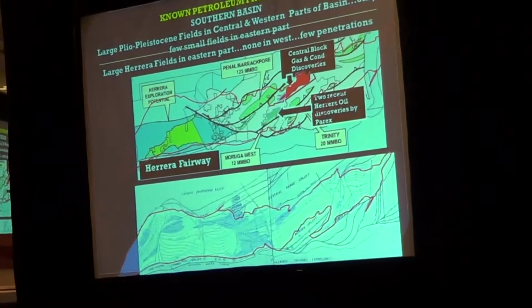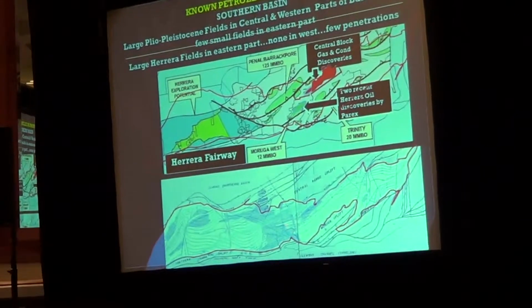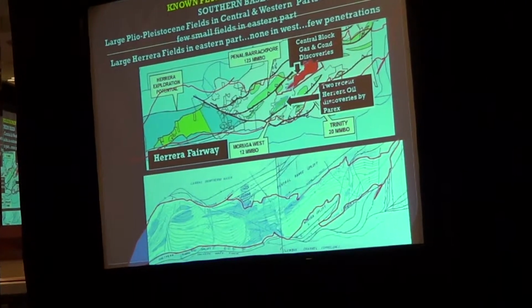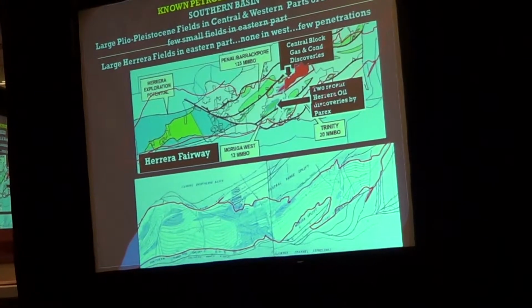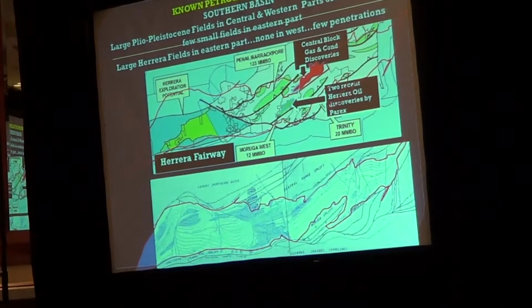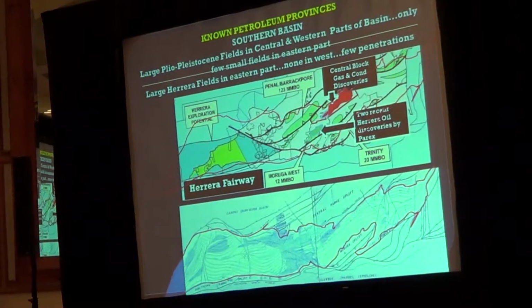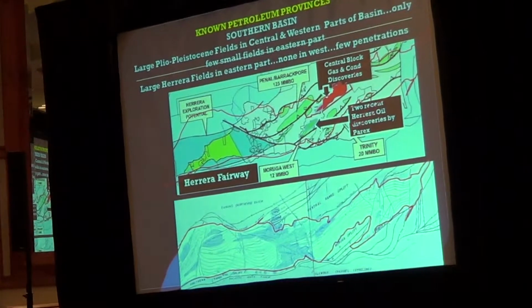If you look here, the Los Bajos Fault has acted as a major remigration pathway, where oil will have been leaked from deep Herrera accumulations up into the shallow Cruz, Forest and Monarch.